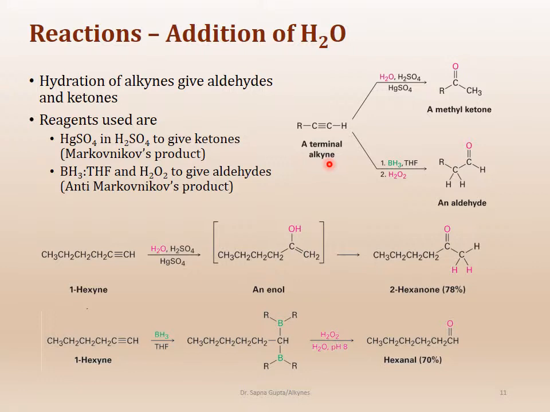Again, don't forget, if you have an internal alkyne, you can use either of these reagents and you will always get a ketone. You will never get an aldehyde, okay? You can get an aldehyde only from a terminal alkyne. So here are a couple more reactions that you can look at, but again, these are terminal alkynes and these are different reagents which are giving you then the ketone and the aldehyde.